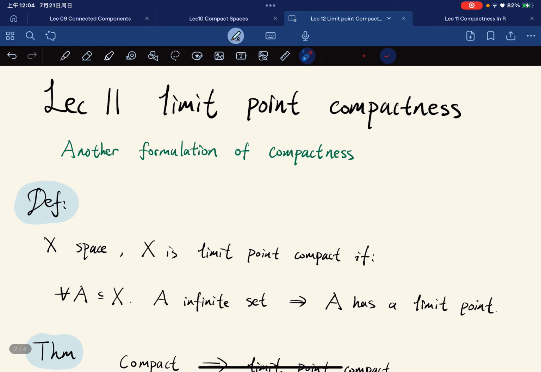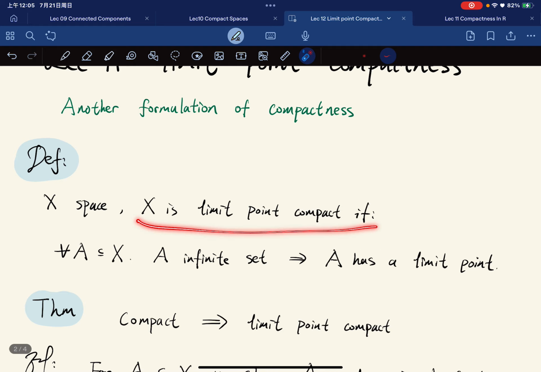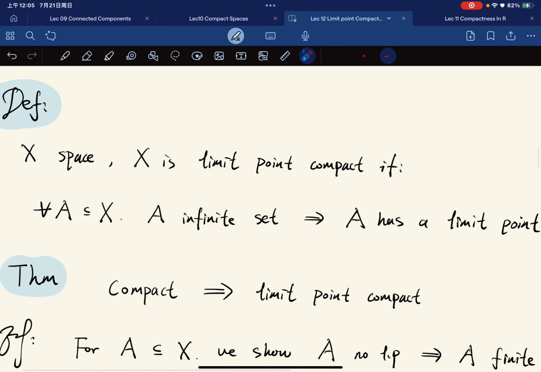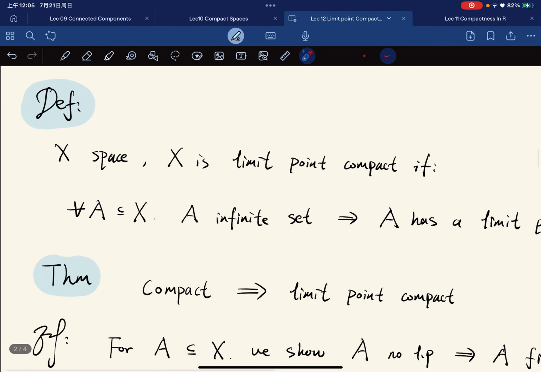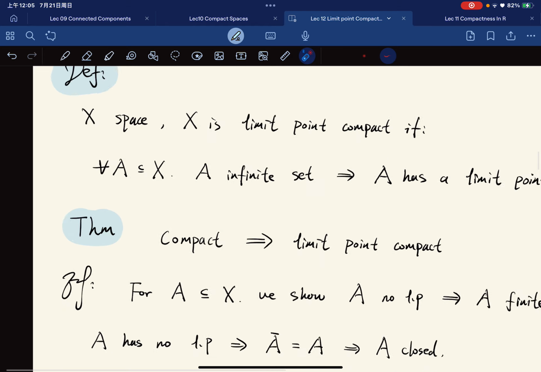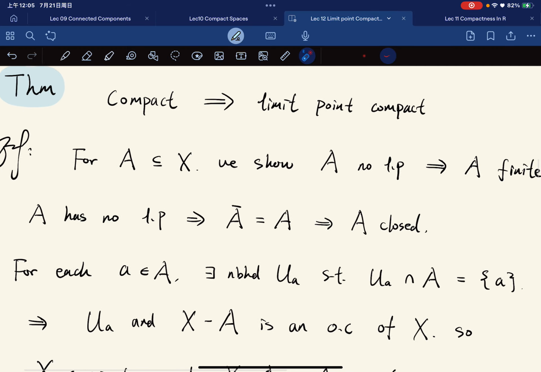Okay, so the title for this lecture is limit point compactness, which is another formulation of compactness. The definition is that, given any space, the space is said to be limit point compact if every infinite subset has a limit point. And the theorem states that compactness implies limit point compactness.